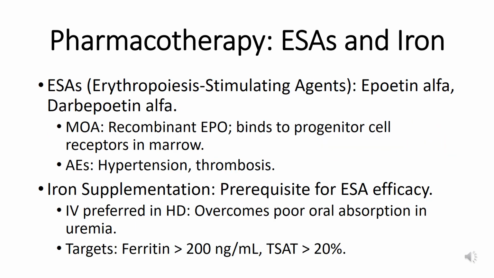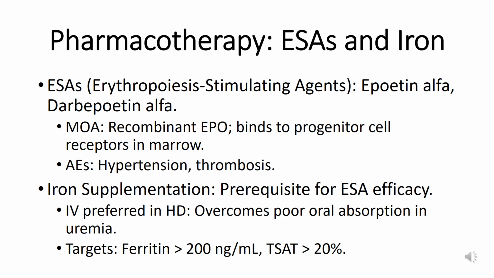When treating anemia in chronic kidney disease, we go beyond just replacing blood. We target the missing hormone system behind red blood cell production. That is where erythropoiesis-stimulating agents, or ESAs, come in. Common examples include epoetin alpha and darbepoetin alpha. These are synthetic versions of erythropoietin. They replace the hormone that failing kidneys can no longer produce.